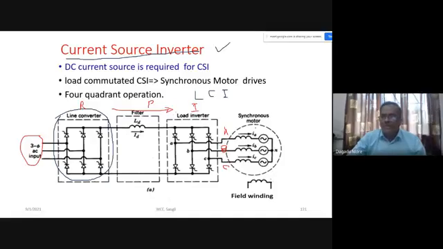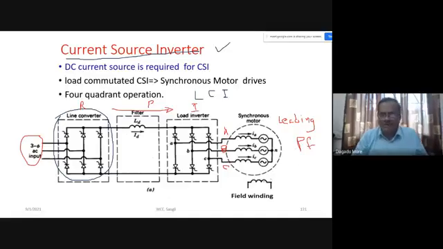Load commutated inverter. For that, what is our requirement? Requirement is that the synchronous motor should work on leading PF. So here our PF should be leading. So a leading power factor. The synchronous motor should work at the leading power factor.